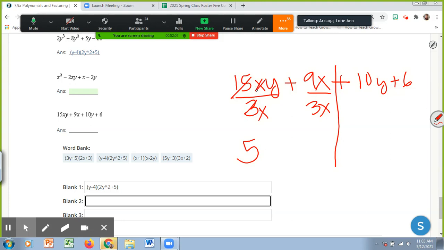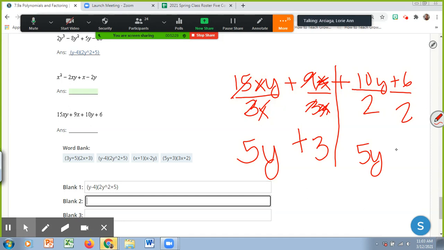Okay. Anyway, so 15 divided by 3 is 5. X divided by x, no more x. Okay, then you bring down your y. Plus 9 divided by 3 is 3. Cancel the x. No more x, right? Okay, so here you divide by 2. So GCF of 10 and 6 is 2. 10 divided by 2 is 5y. 6 divided by 2 is 3. And they're matching. So that means the answer to that is the one that has a 5y plus 3. And this is 3x plus 2.